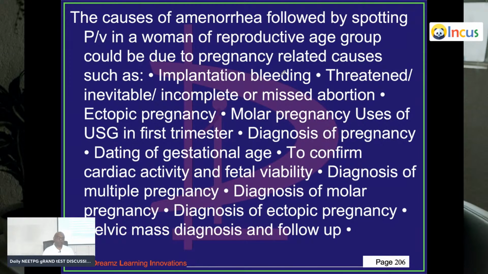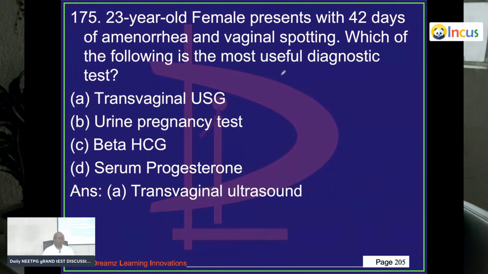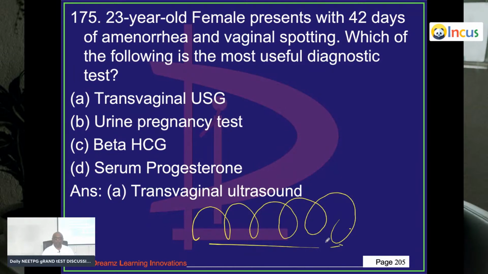Basically, beta HCG is to confirm doubling time and know whether it is ectopic pregnancy, along with a normal ultrasound.